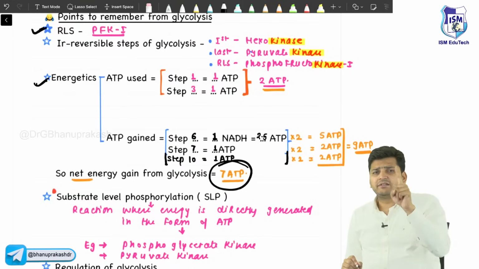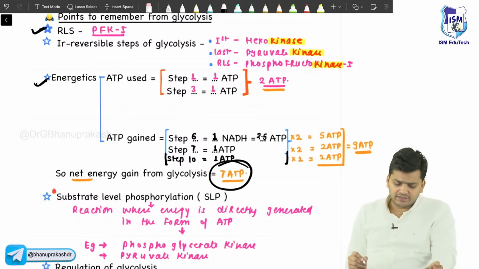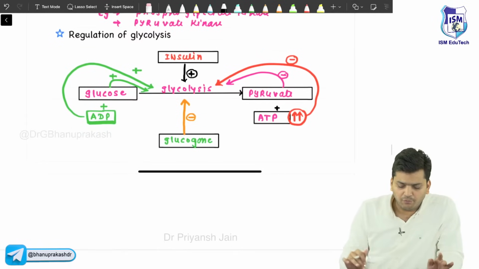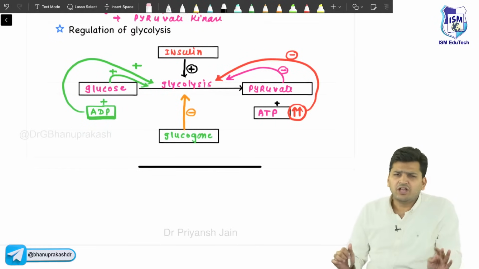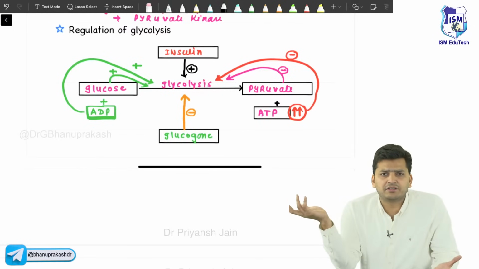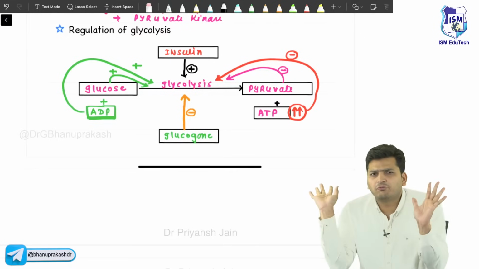Sodium fluoride inhibits which enzyme? Enolase. Coming to the regulation, and this is now the hot favorite topic. This is what they ask: what is the effect of insulin on glycolysis? What is the effect of glucagon on glycolysis? It's very simple. You don't have to cram this thing.